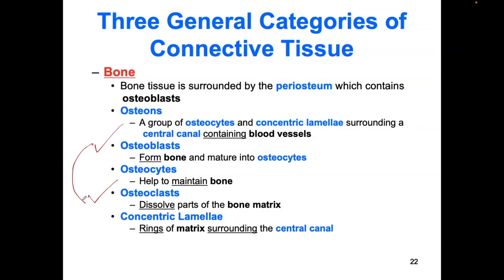So these two cells work in opposite ways, but they work together. Like everything else in the body, things build up and break down. We make skin, then we break it down. We make hair, and then we break it down. We make red blood cells, and then we break them down. We make bone, and then we break it down. So the osteoblast is a type of cell that forms bone, and the osteoclast is the type of cell that dissolves bone. So bone builds up and then it breaks down.